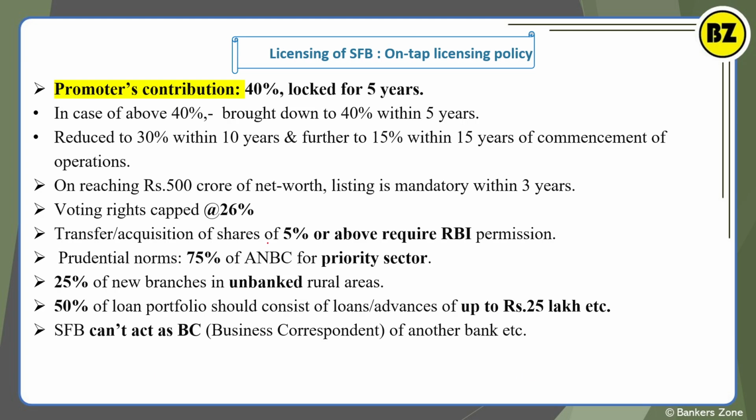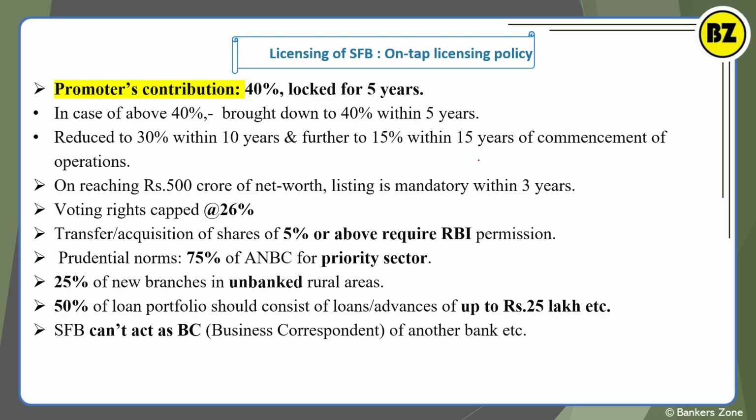Now let's move to the next, promoter's contribution. So how much can the promoter contribute? Again, simply the same thing. 40% of the ownership contribution will be locked for 5 years. After that, you have to bring it down. You can have 40% for 5 years, which is locked. But if you have more than 40%, you have to bring it down to 40% within the next 5 years, and reduce it to 30% within 10 years. Further 15% within 15 years of the commencement of the business.